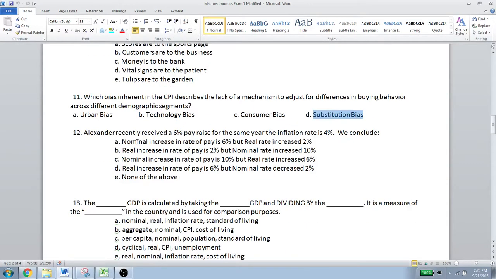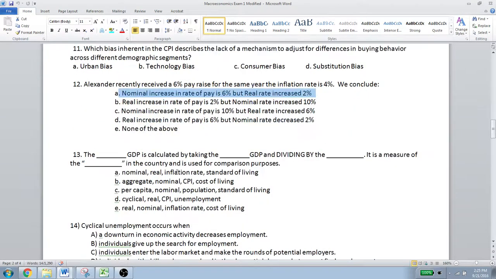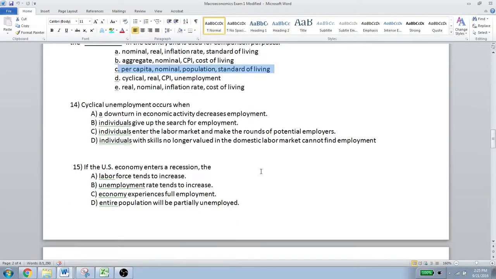Question 12, Alexander recently received a 6% pay raise for the same year the inflation rate was 4%. So the nominal increase in pay was 6%, but the real rate was only 2%. For question 13, the per capita GDP is calculated by taking the nominal GDP and dividing by the population. It's a measure of the standard of living in the country as used for comparison purposes, right from our study sheets.